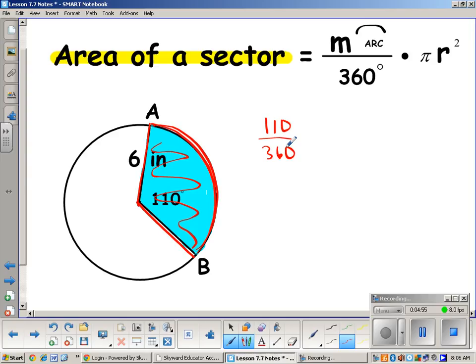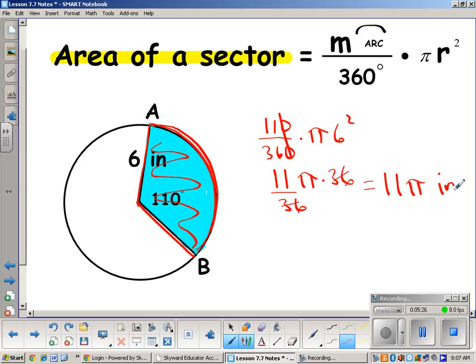Okay? So the fraction I'm looking at, if I reduce, is 11 out of 36 times the area of the whole thing, which is pi times 6 squared. What's 6 squared? 36. So I get 11 pi times 36 divided by 36. What happens to my 36s? They cancel. I'm left with 11 pi inches squared, or square inches.